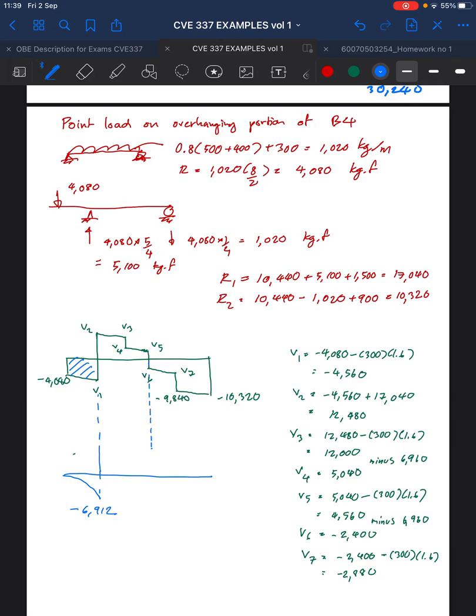Okay, and here I bet you can complete that. This negative area here should bring your moment down to 0. So in turn, it should give you the positive value here. Okay.